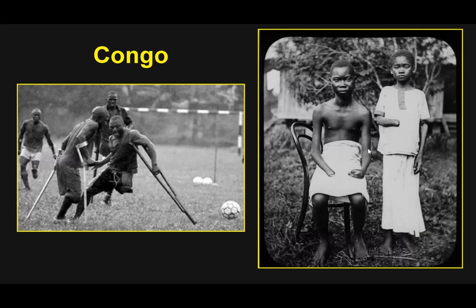Here's a picture on the right from that era of children with their arms and sometimes feet cut off. And with the conflict that's been going on for quite a long time, there are a lot of landmines and a lot of amputees, and so they have soccer leagues for amputees.